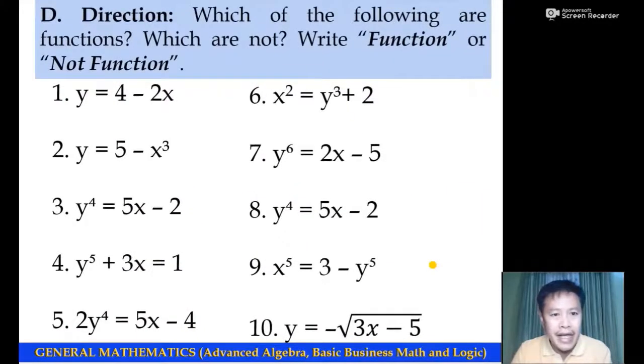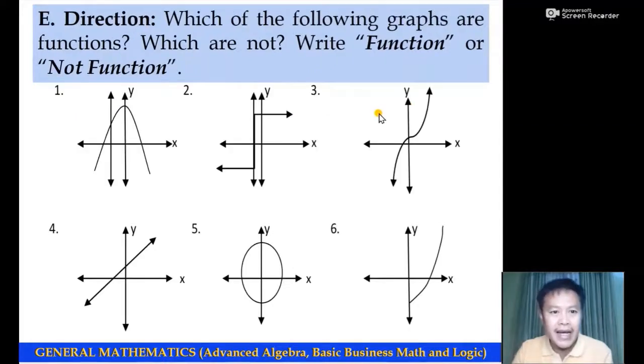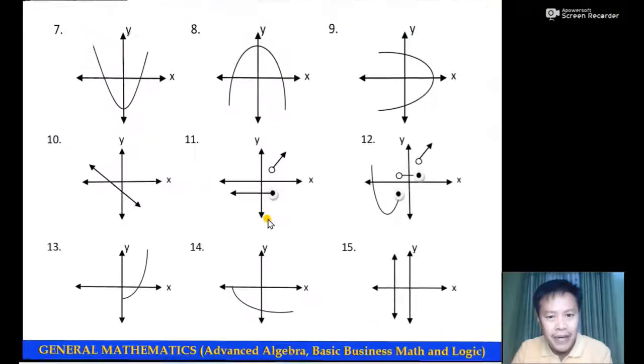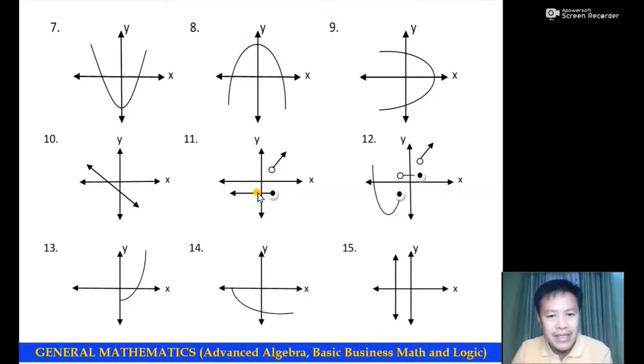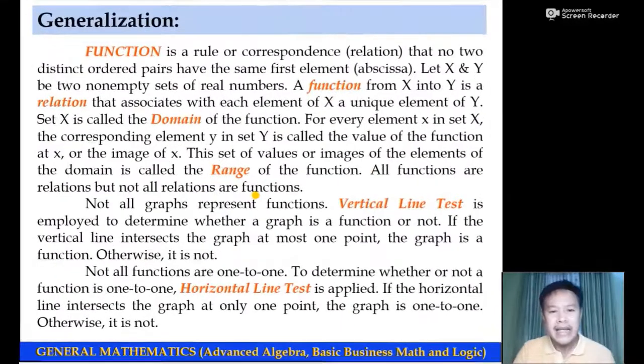So letter D, which of the following are functions? Write function or not function. So these are equations. It's very simple. You don't need to identify whether it is one-to-one or not. And the last is draw graphs. You are going to draw a vertical line or imaginary vertical line only. And you're going to determine whether this graph represents or does not represent a function or a relation.